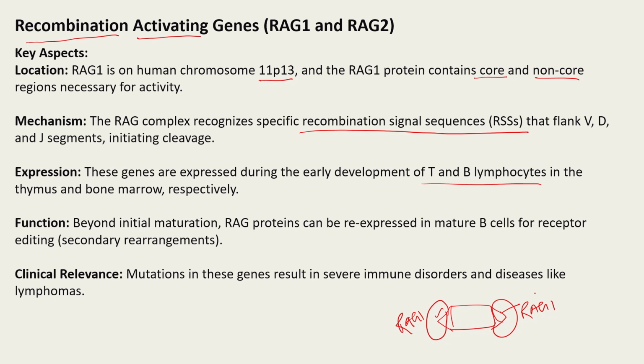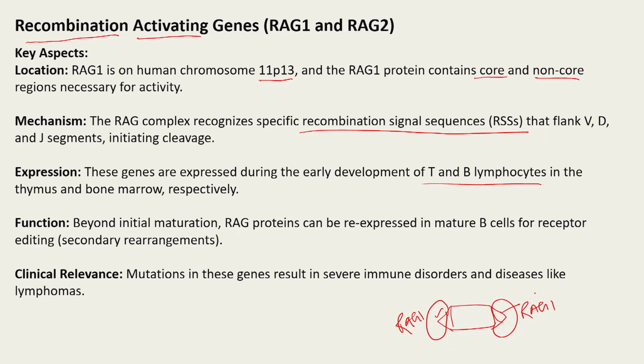So the clinical relevance is again, when we are talking about any immune cells, any immune gene, any immune protein, any deviation in the structure or the function of a particular protein involved in any of the critical pathways in immune regulation can lead to disorder or disease or many other issues.